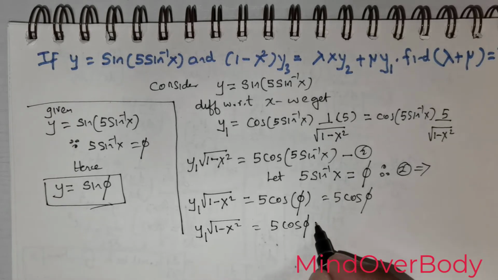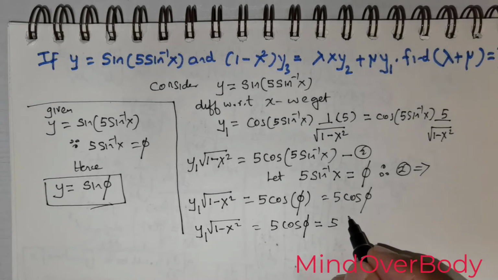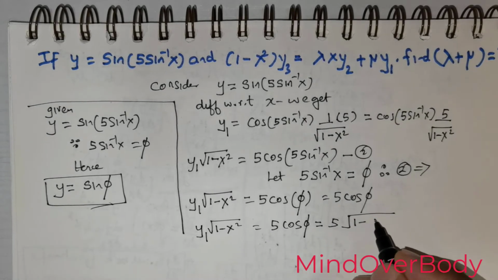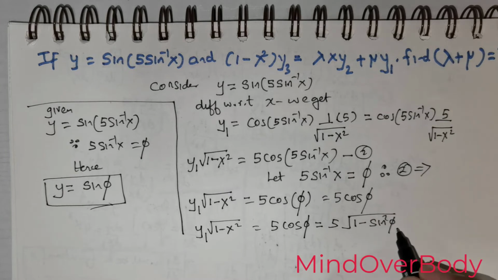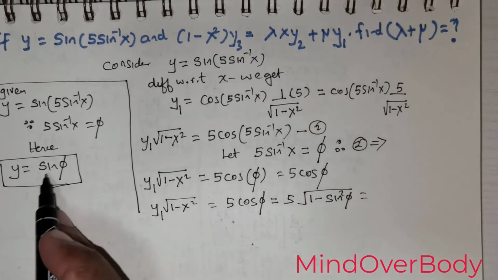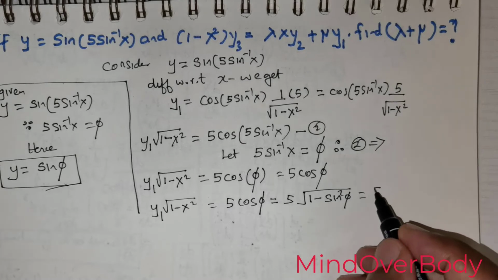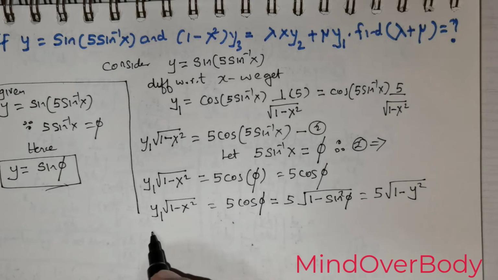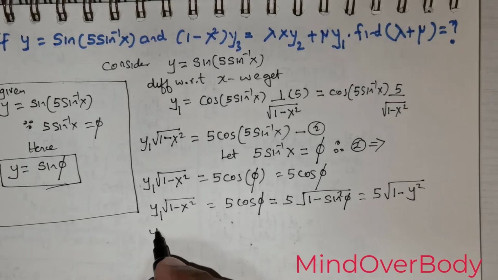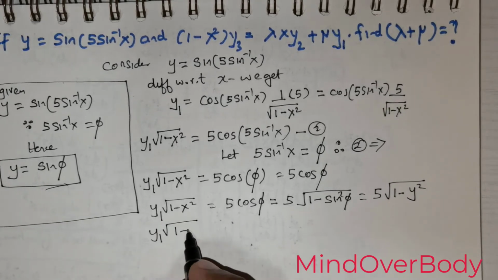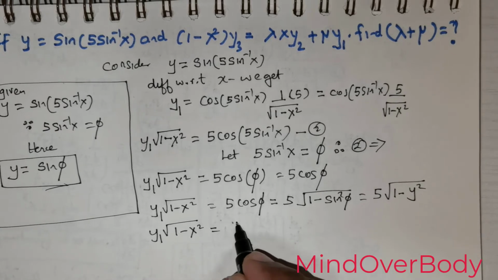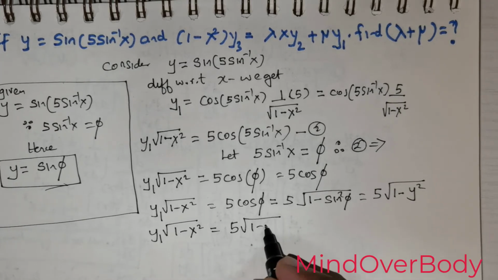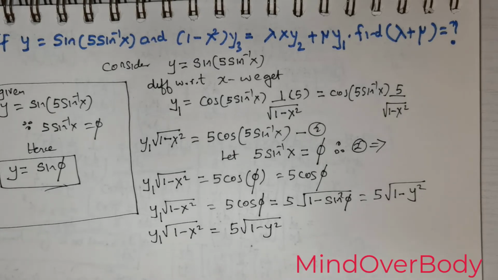Now I'm going to rewrite this cos φ as the square root of 1 − sin²φ. Clearly we know that sin φ is y, so this is going to be 5 times root of 1 − y². So from here, y₁ times root of 1 − x² is equal to 5 times root of 1 − y². So we have a beautiful system which is manageable.